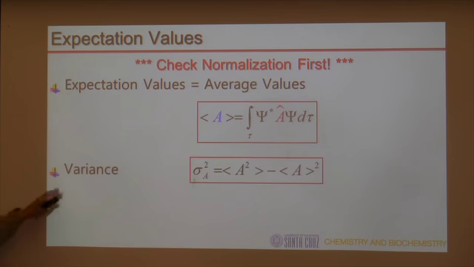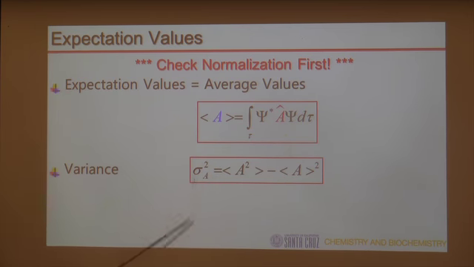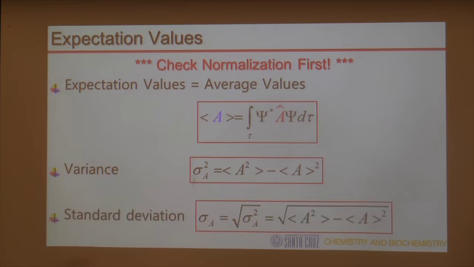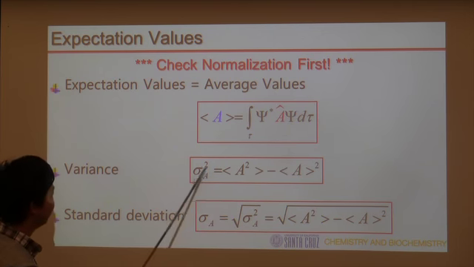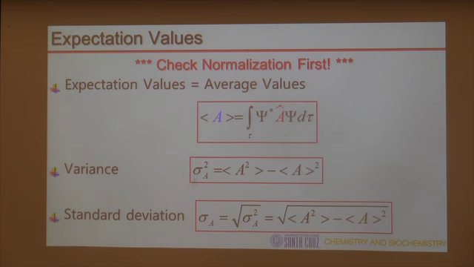Based on that, once you get the average value, you can calculate the variance. Variance is defined using two average values with different combinations. The first is the average value of A squared minus the average value of A, squared. The two are different. Once you get the variance, you can calculate the standard deviation. You simply take the positive square root of sigma A squared, and that's called the standard deviation.